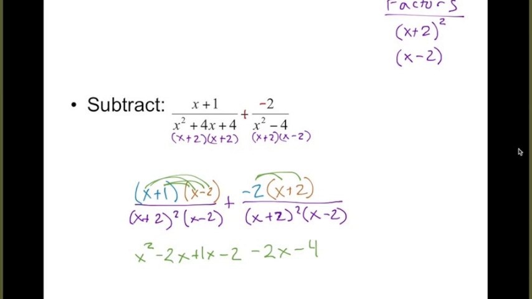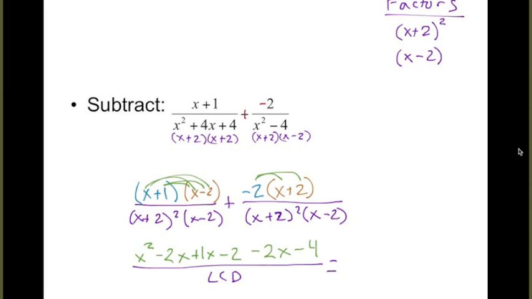And that whole thing is over the least common denominator. I tend to get a little bit lazy in the middle of my work and I get sick of writing it over and over, so then I just start saying least common denominator. And then in my final answer I'll bring it back in.